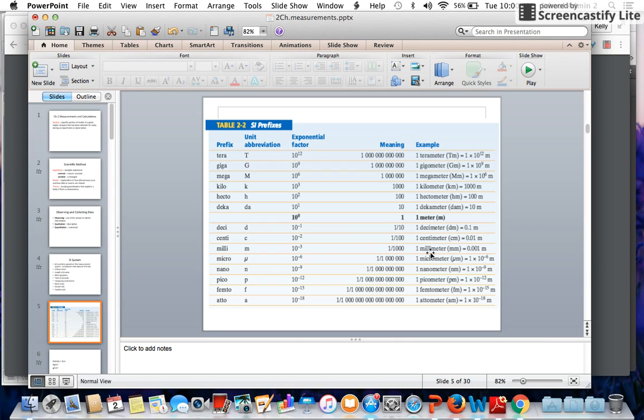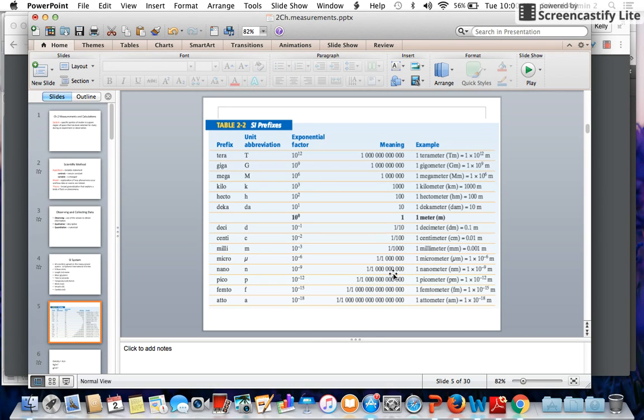And 1/1000th is milli, and milli doesn't mean million, it means 1/1000th. So milli is 1 millimeter. Micro is 1/1,000,000th. So micro, you see that little U with the tail? That is a symbol for micro. And then nano is 10 to the negative ninth.